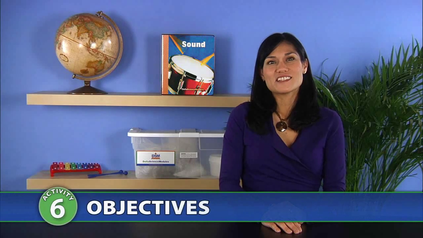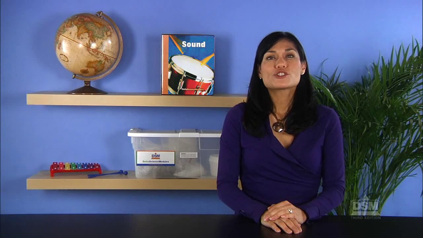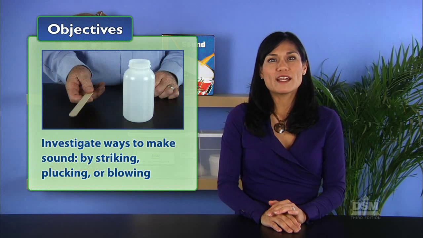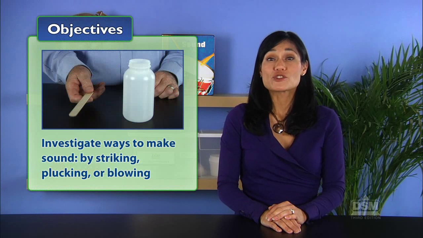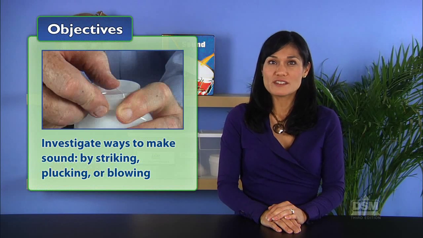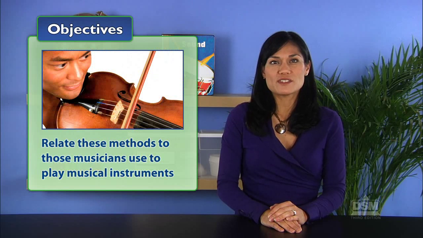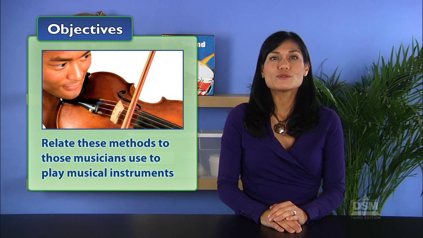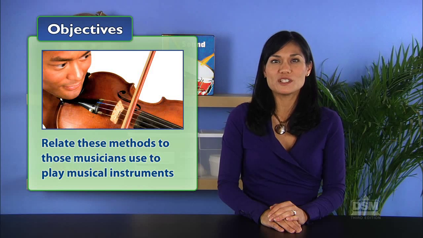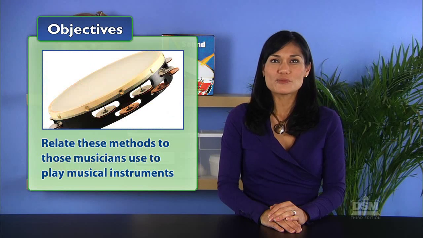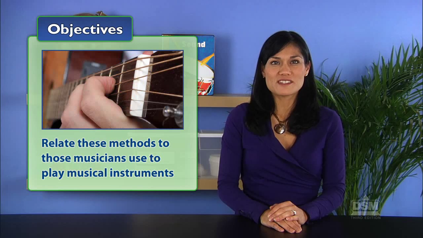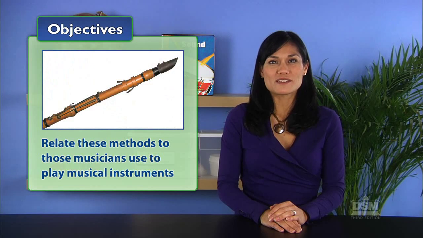In Activity 6, Musical Vibrations, students first investigate 3 ways to produce sound: by striking an object, plucking strings, or blowing across an opening in an object. Students then relate these methods of sound production to those that musicians use to play the 3 major categories of musical instruments: percussion instruments, stringed instruments, and wind instruments.